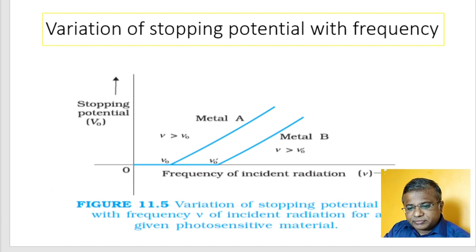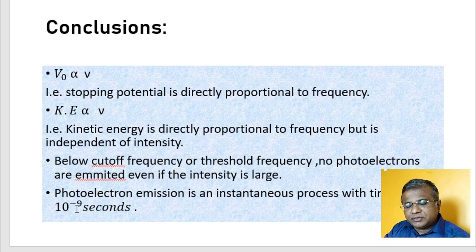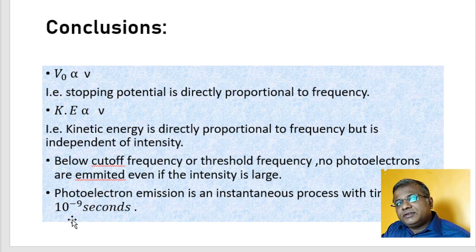Apart from this, another important thing which I would like to discuss is, photoelectric emission is an instantaneous process. So what do I mean by this word instantaneous process? Instantaneous process is, the moment the incident radiation falls on the metal, immediately, without any delay in time, maybe in 10 raised to minus 9 seconds, the electrons are ejected. So these are the important points which were observed in photoelectric emission.